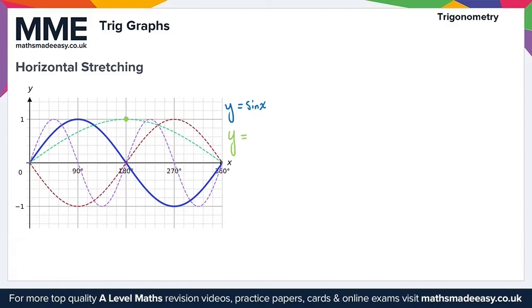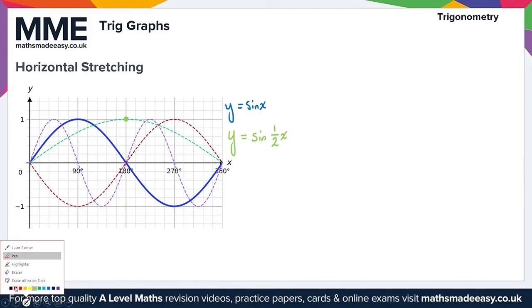Well, in this case, as we write this now as a horizontal stretch, we have to be slightly careful here. So this is going to be equal to sine. And the misconception here is that this would be 2x. However, we have to be slightly careful. We write this as a half x. Okay, so that represents our green curve there.